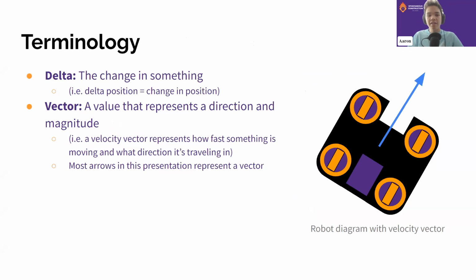Additionally, there's the concept of a vector, which is just a value that represents a direction and a magnitude of some sort. A really good use case of that is a velocity vector. On the right side here, you can tell this robot is going very fast because the vector is very long, and from the direction of the arrow, you can figure out which direction the robot is facing. This is really useful for demonstrating the logic behind the swerve drive, so it's good to recognize what these mean.